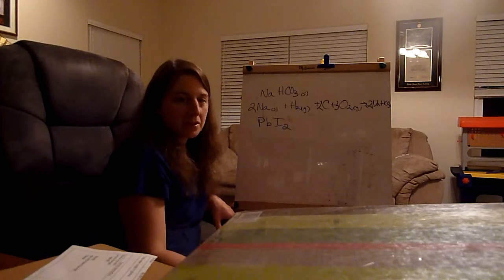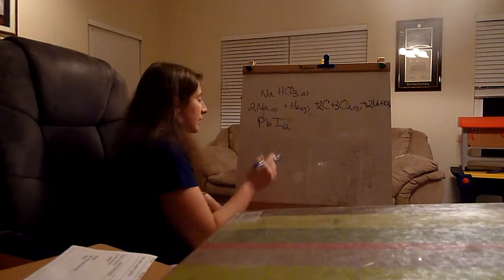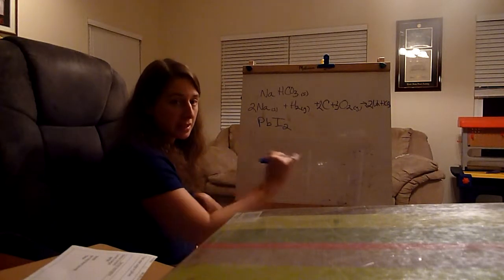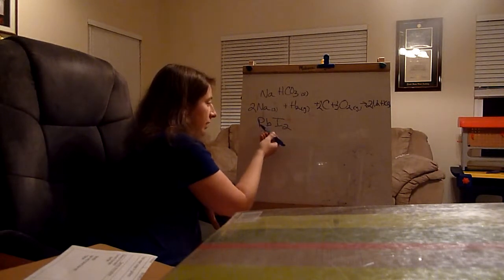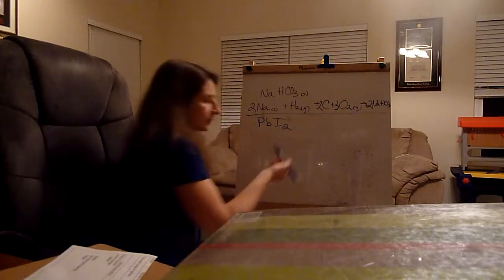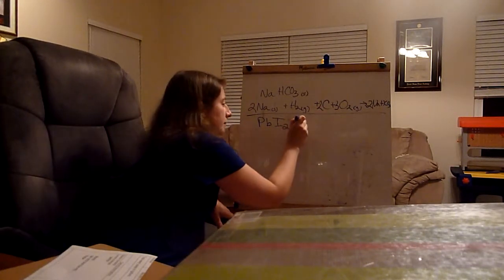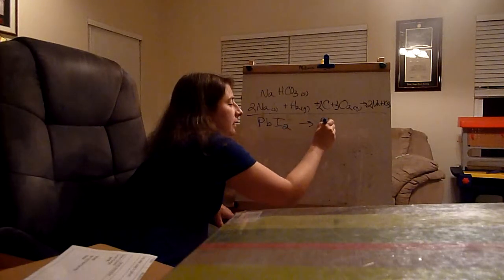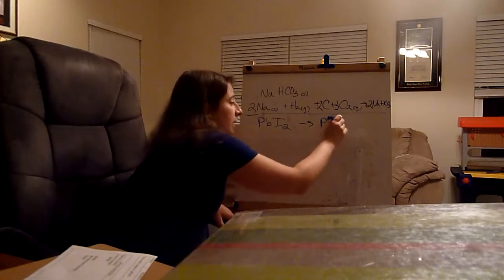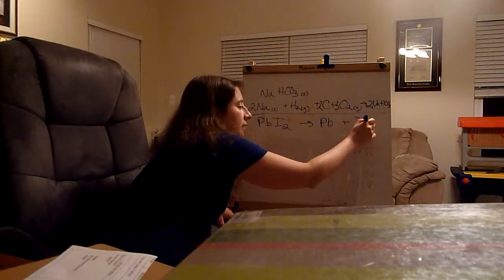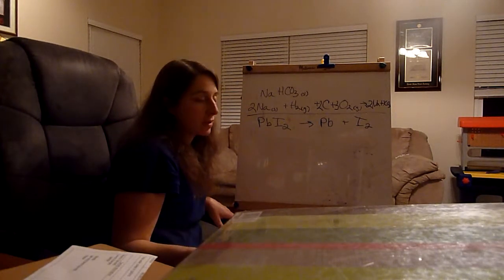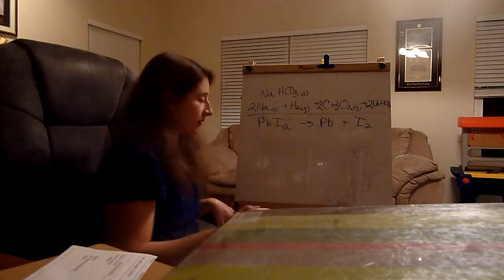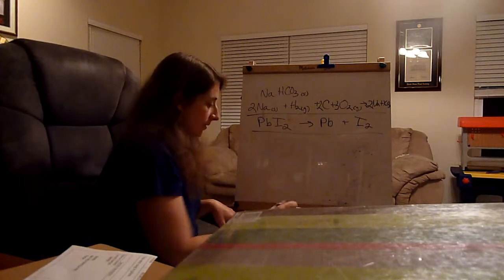Okay, so you're starting your video again. Decomposition takes one compound and breaks it down into its elements. So for lead iodide, for example, we would take the compound lead iodide and break it down into lead, the metal, and iodine, which is a homonuclear diatomic. It's balanced the way it is, so that is easy and done.